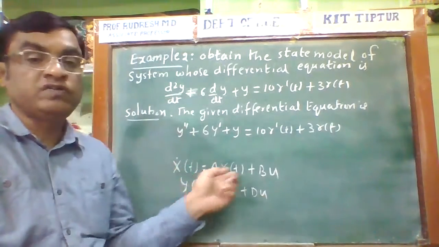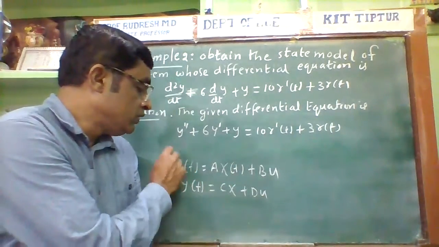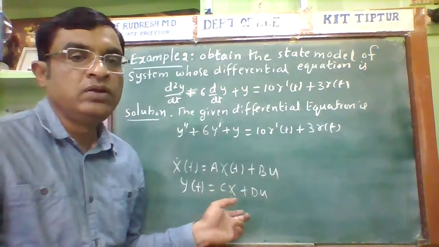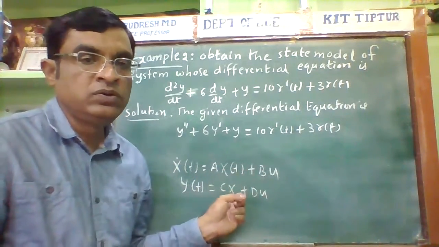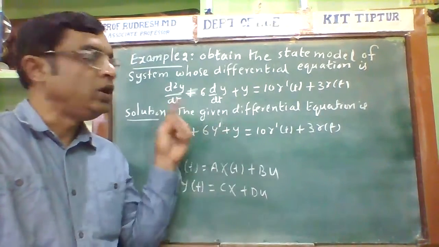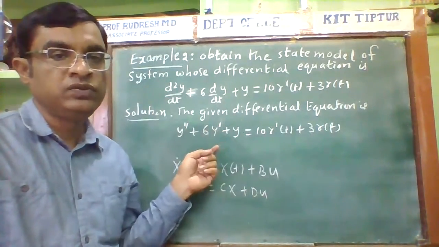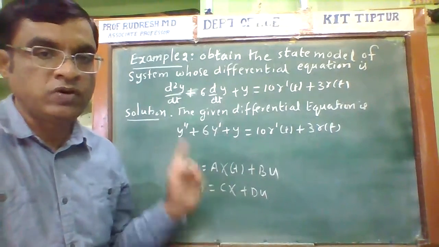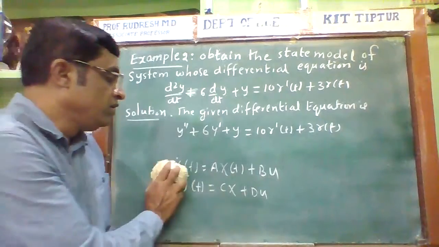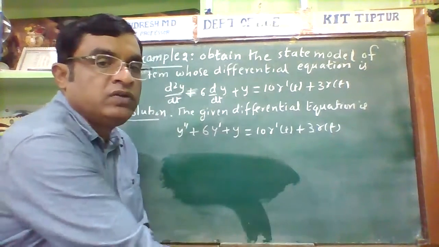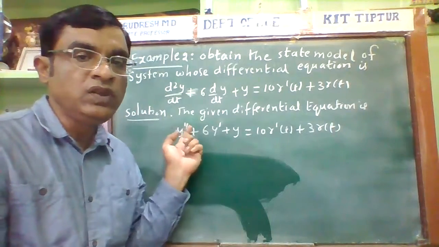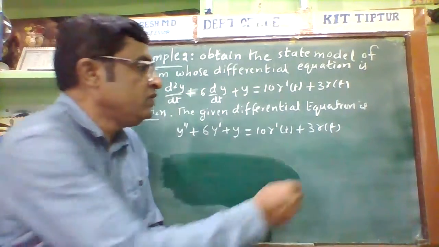Writing the state equation and output equation in matrix form together is called the state model of the given system. Now I'm going to show you how to develop the state equation and output equation for the given differential equation. The differential equation is given. Now to develop the state model is another example. So now this is the given differential equation, equation 1.